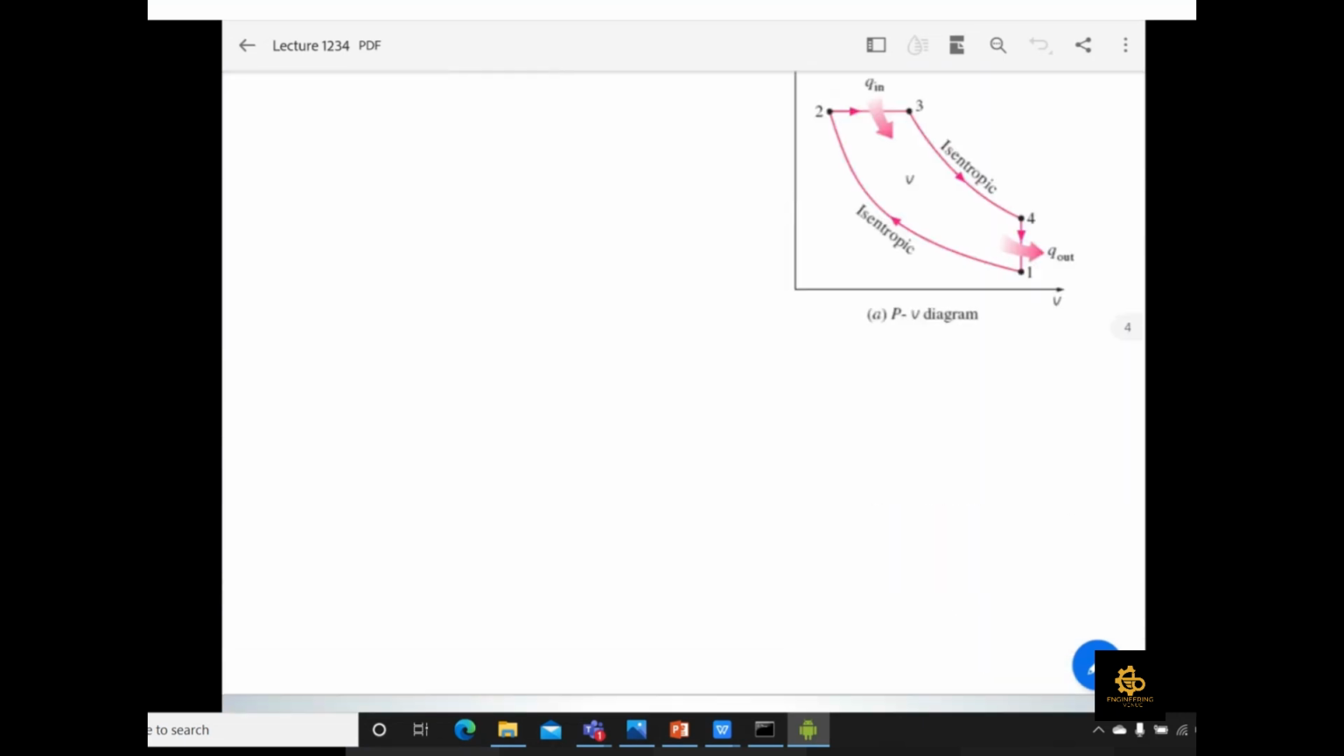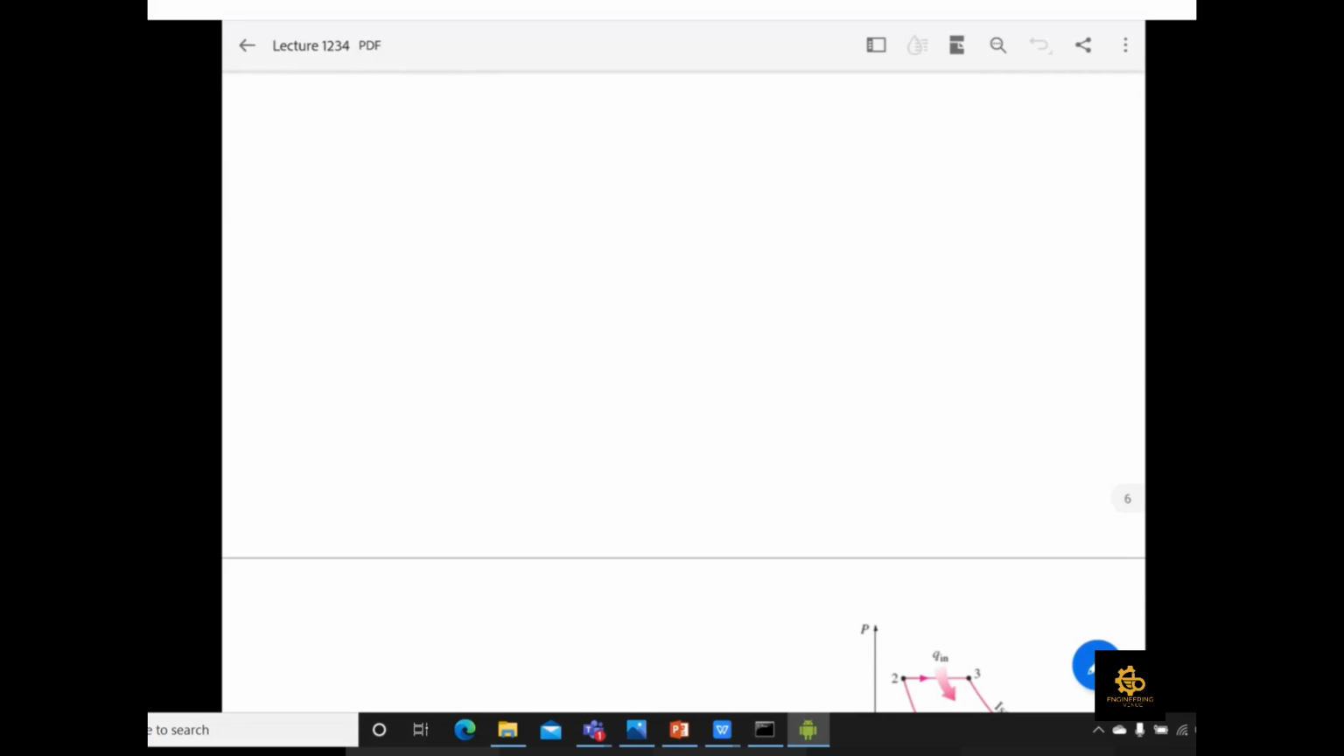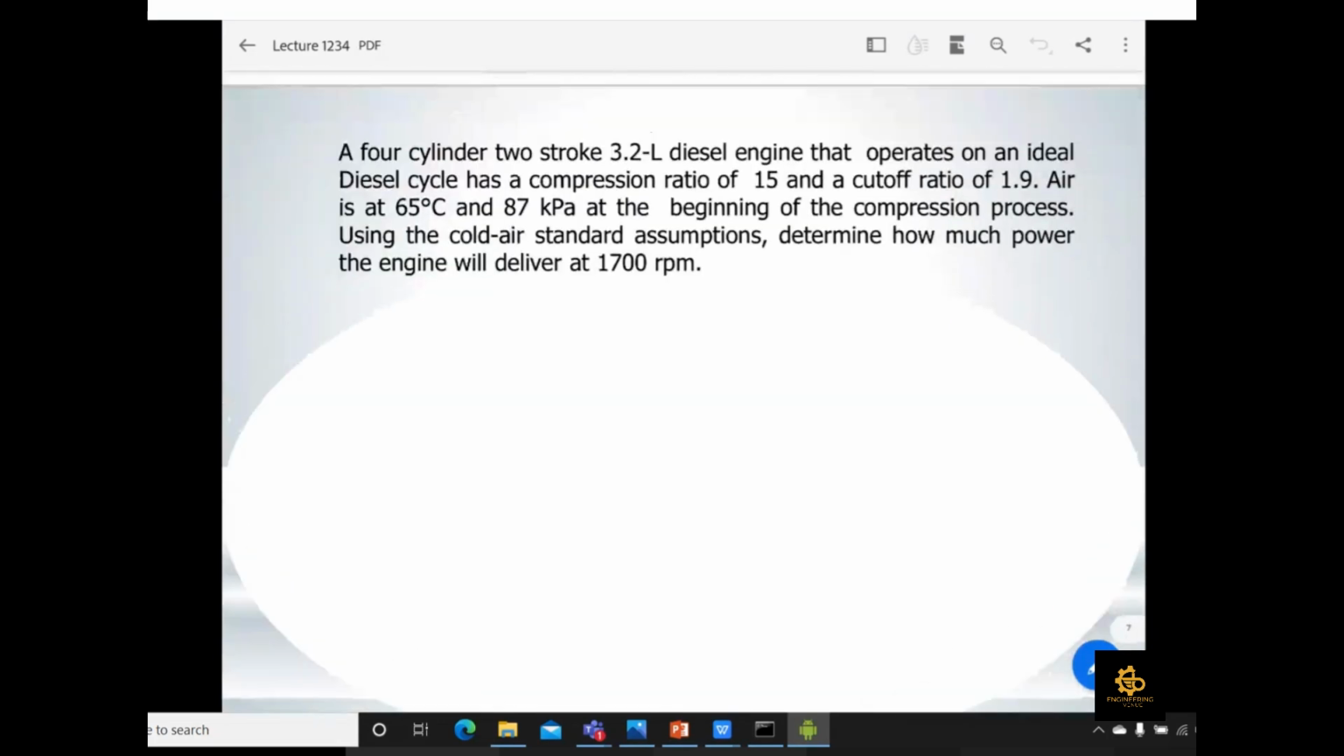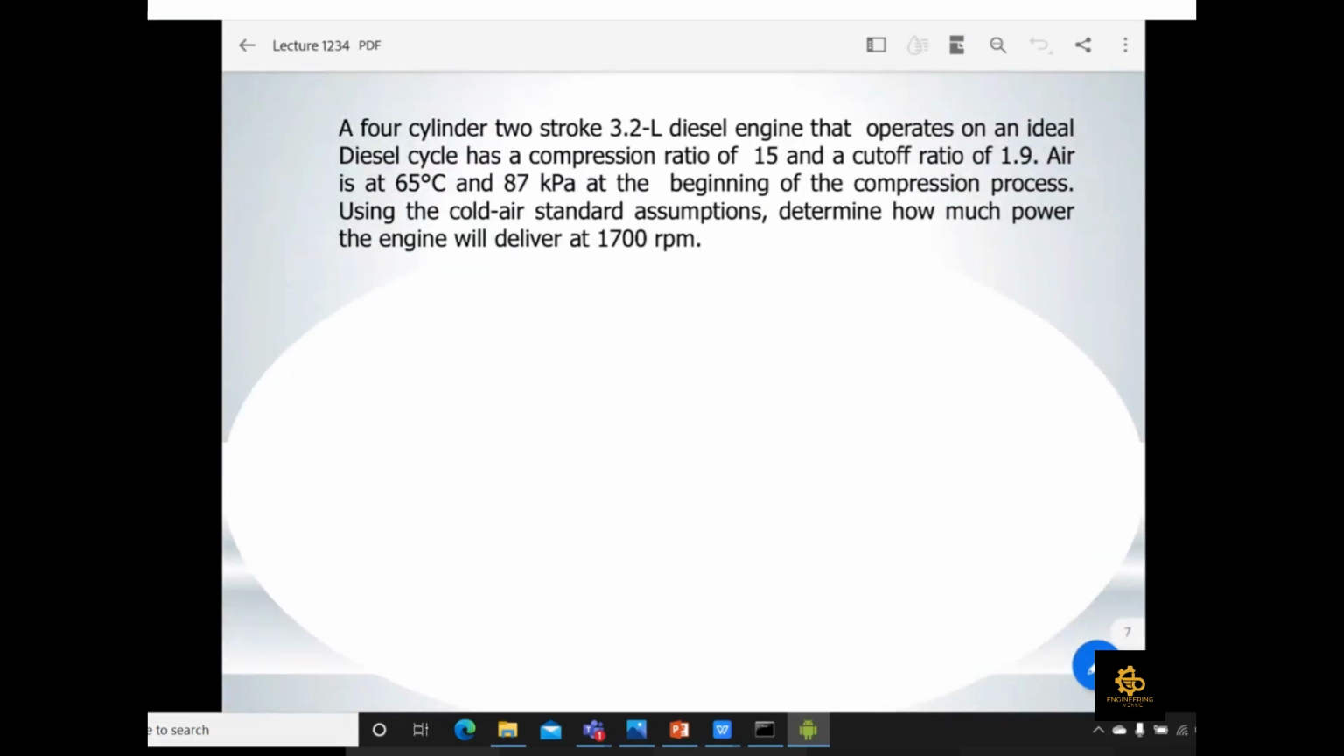Okay, so I hope there will be no question regarding these problems which we already solved. Now this is the question which you have to solve. It is a similar question to the one I already solved in the previous slide.